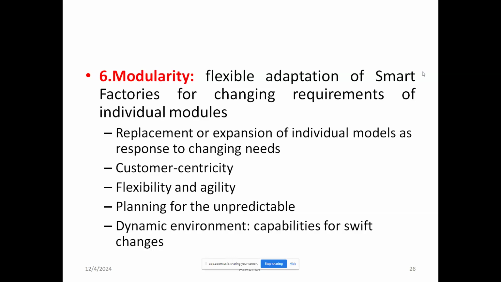And then customer centricity, as per the customer requirements, we can do. And flexibility and agility is possible. And then planning for the unpredictable. So what will happen in future? If it is challenging and not possible to predict, then we can use Industry 4.0. And then it can be applicable in the dynamic environment.